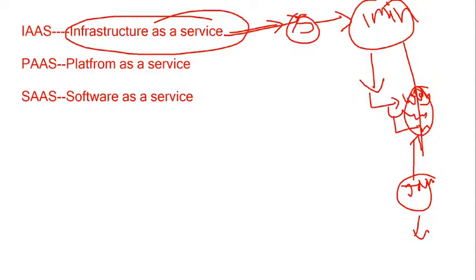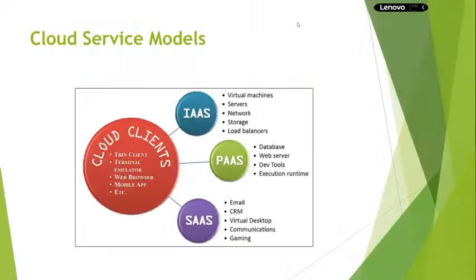Clear? For example, after 1 year, your business is not good. Then go and destroy it at this moment. Whatever we have consumed, just pay for that. That is what infrastructure as a service is. Next, platform as a service.